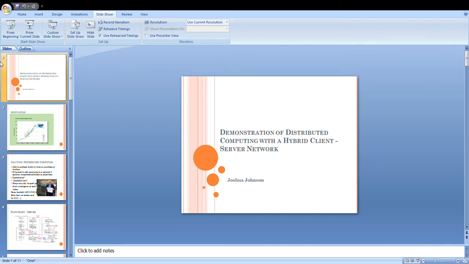Okay, so this is the presentation. So I'm going to start from the beginning. Demonstration of a distributed computing network with a hybrid client-server network by Josh Johnson.